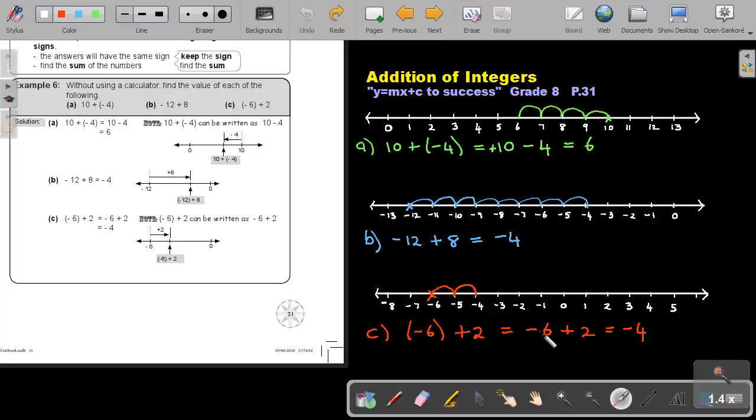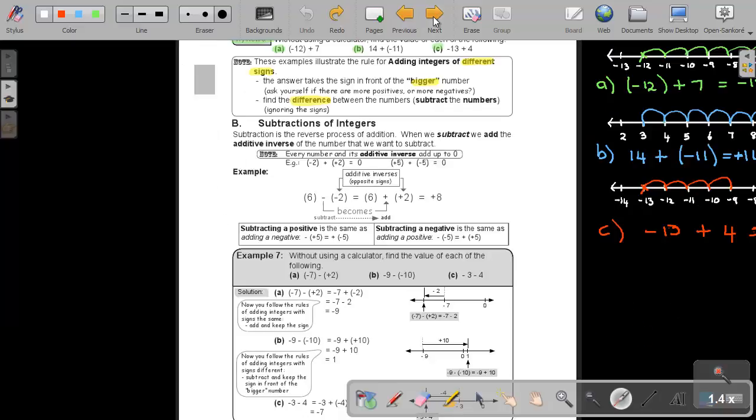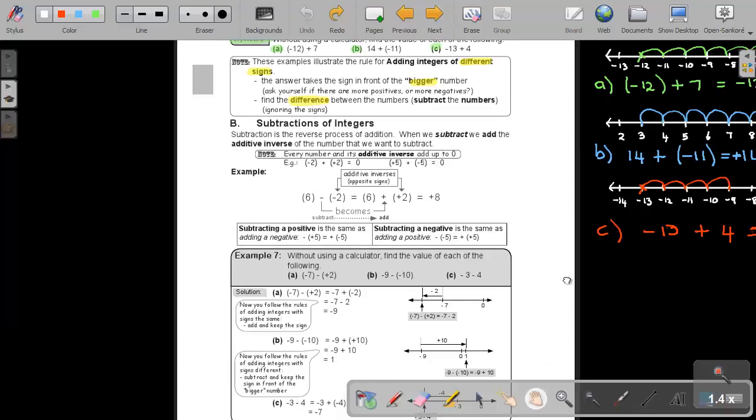Let's look at this one. Again, the signs are different. It's negative and positive. So I get the difference. 6 minus 2, it's 4. And I look, is 6 bigger or 2? Don't look at the sign, just the unit. 6, I moved more units to the negative, and that's why I keep the negative. Let's see if it's working with the next examples also.